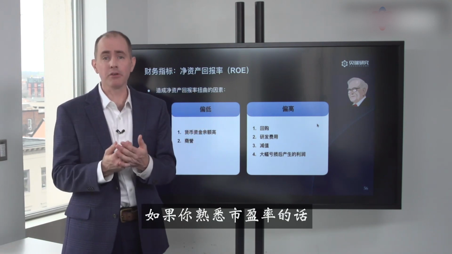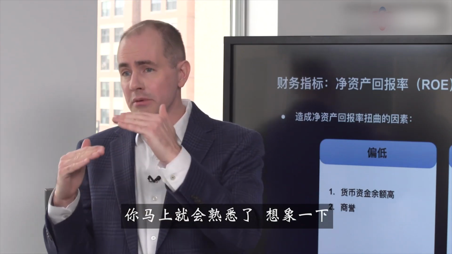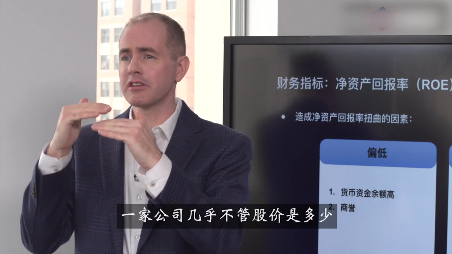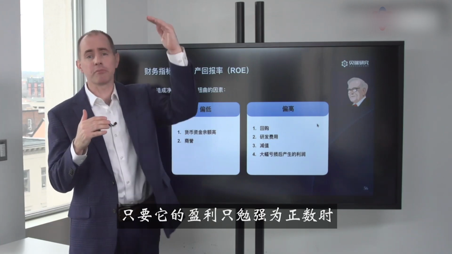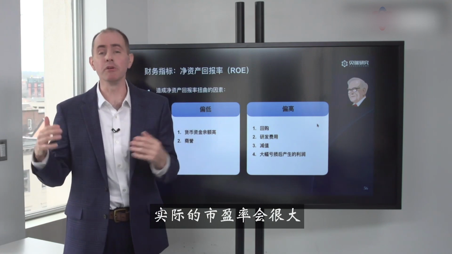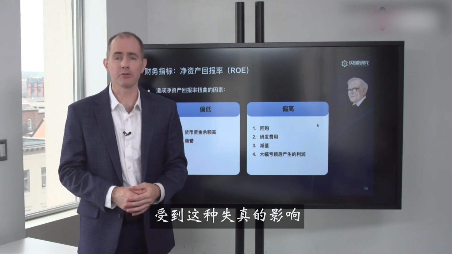If you're familiar with the price to earnings ratio, which you will be very soon, imagine a company that just barely gets into positive earnings, like 1 cent of earnings. Almost regardless of what the price is, the actual PE ratio will be huge. And ROE, just like any metric, is vulnerable to that distortion too.